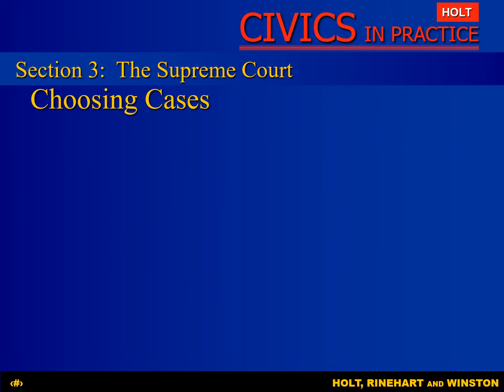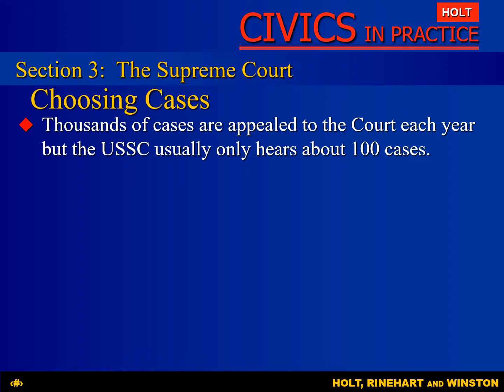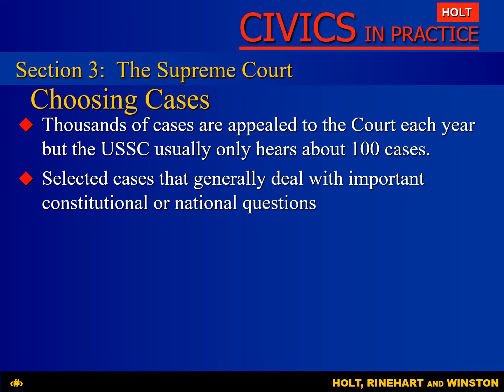So the Supreme Court does not hear every single case that is appealed to them. They actually only hear about 100 cases per year. Every year, thousands of cases are appealed to the court, but the United States Supreme Court usually only hears about 100 of those cases. The justices, there's only 9 of them, so they can't hear every single case that would come to the Supreme Court. They have to pick and choose which cases they will hear. Oftentimes, the cases they select generally deal with important constitutional or national questions.